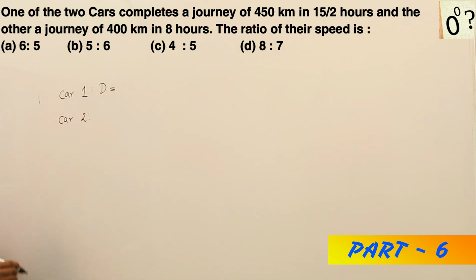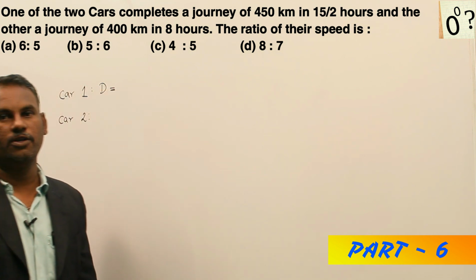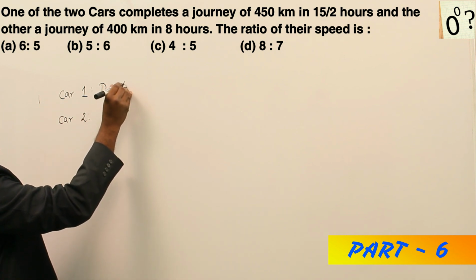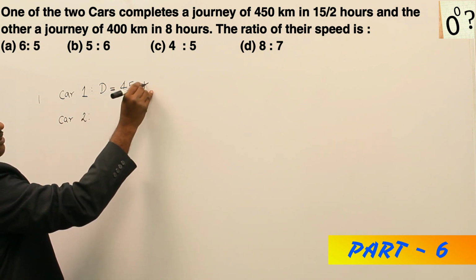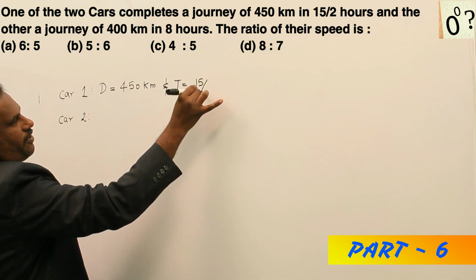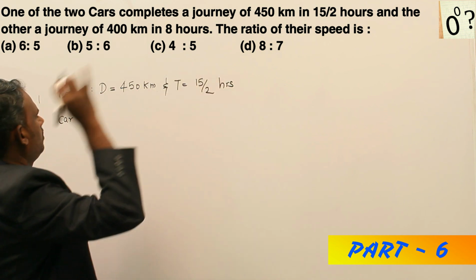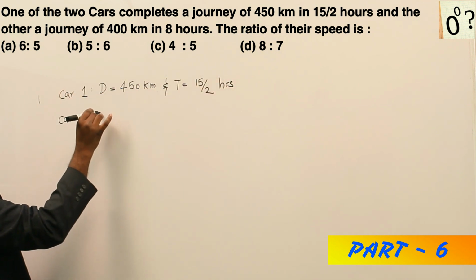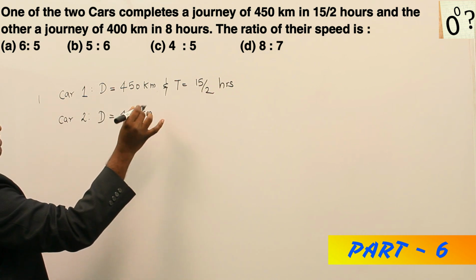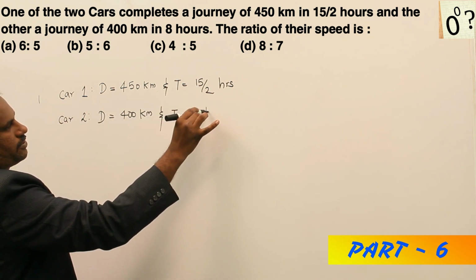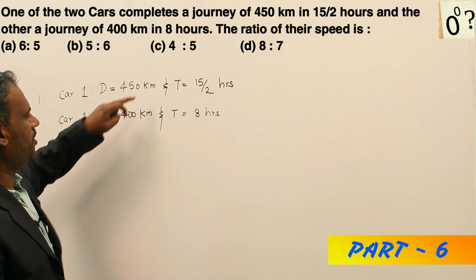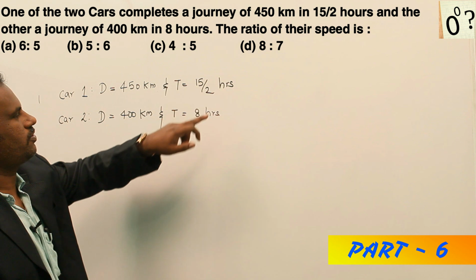Car 1 covered 450 kilometers in 15 by 2 hours. So for distance, we have 450 kilometers and time equal to 15 divided by 2 hours. And the second car completed a journey of 400 kilometers in 8 hours. Both are in kilometers and hours.